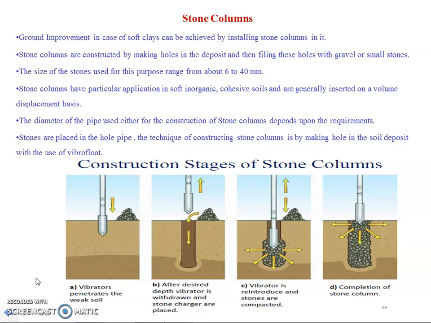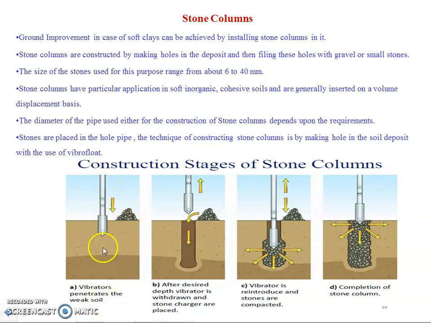Stone columns have particular application in soft, inorganic, cohesive soil and are generally inserted on a volume displacement basis. The diameter of the pipe used for the construction of the stone column depends upon the requirements. The stone columns are placed in the hole. The technique of constructing a stone column is by making a hole in the soil deposit with the use of vibro float. So here, with the help of this figure, we can easily judge how to construct the stone column.